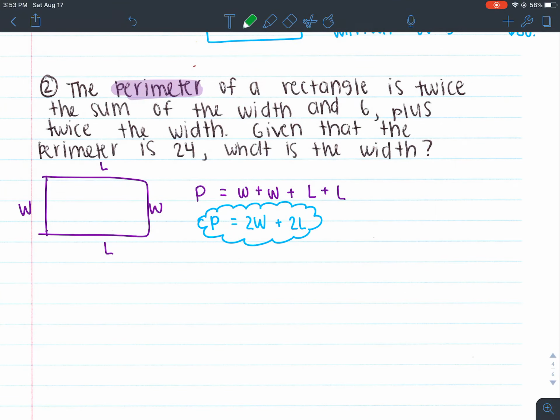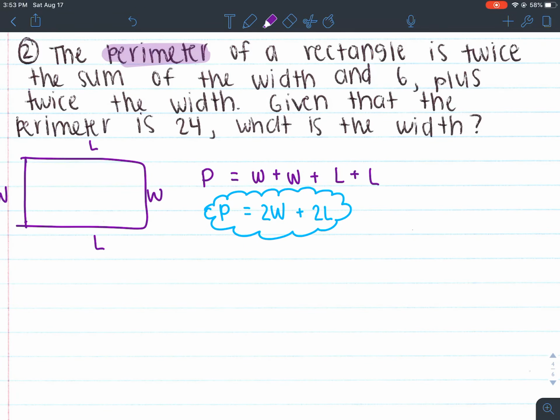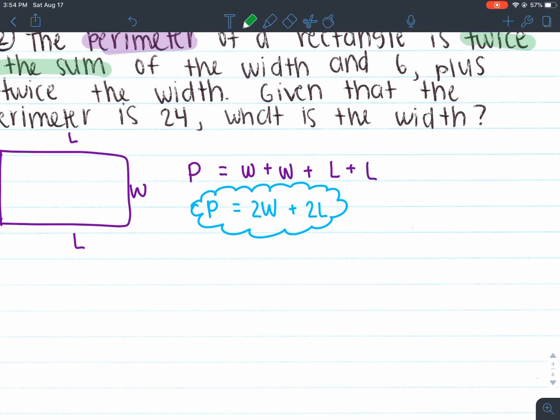Now we have to translate. It's twice the sum of the width and 6. I see twice the sum, and that indicates to me parentheses. We have to go back to day 1 where we learned about translating, and we said twice the sum indicates that I need parentheses. So twice the sum would be written as 2 with parentheses, and then it says of the width and 6.